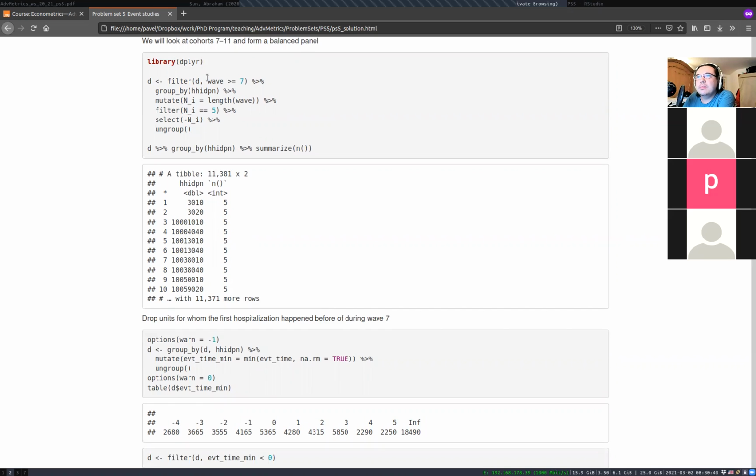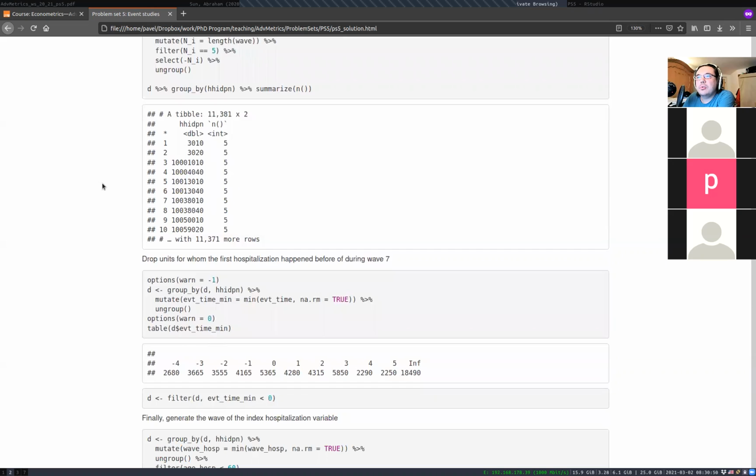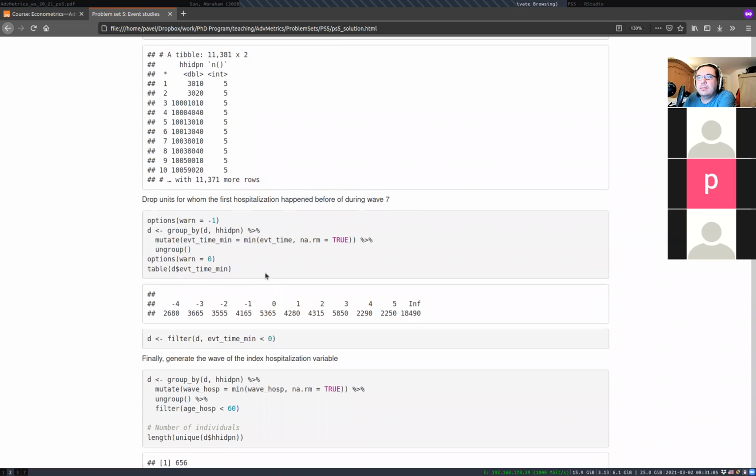But of course, we filtered, we now have only waves starting at wave 7. And for some individuals, the hospitalization occurred before wave 7 or during wave 7. We want wave 7 to be our pre-treatment period for everyone. And so we remove all of the observations where the first hospitalization occurs before wave 7 or during wave 7. And here, again, we group the data by the individual ID and calculate the minimum value of this event time. And this is the small l from the paper.